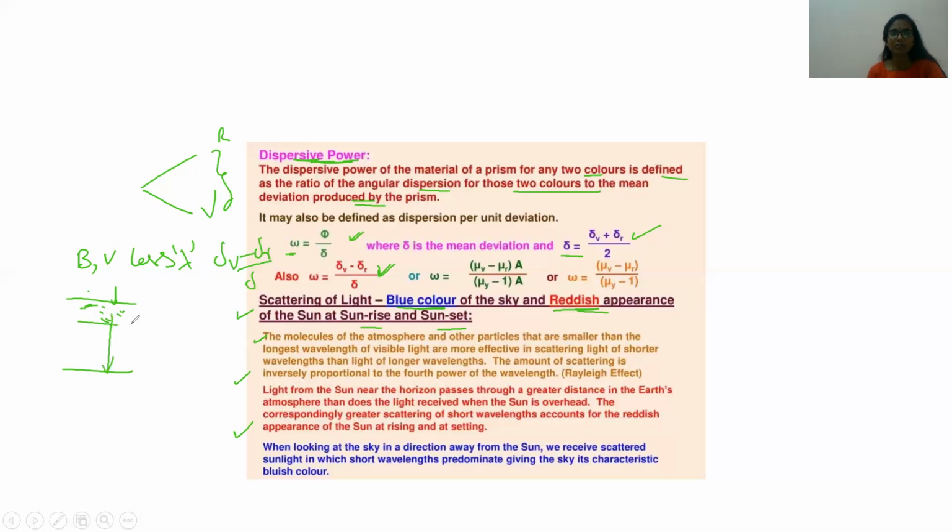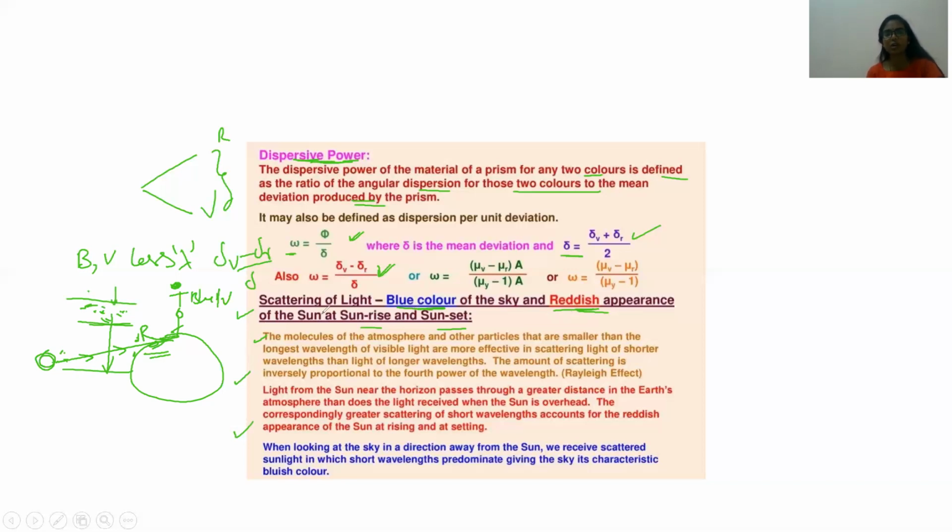In the afternoon the distance between us and the sun is less, the sun is at the zenith, right children? When the sun is nearly overhead, that time we see the blue or violet color, because over a shorter distance the blue is scattered. When the sun is at a far distance, as in the evening, the blue is scattered away, but the red color reaches us over the far distance, so we see a red color in the evening. Clear children?